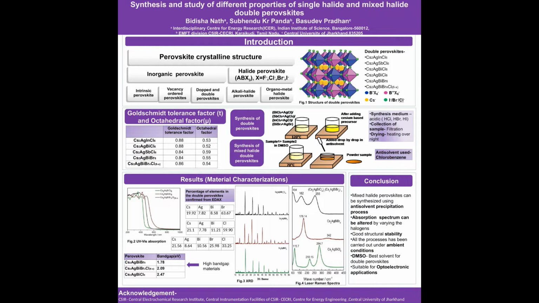Now for the mixed halide double perovskites, two different materials with different halides are mixed in DMSO, which is proved to be a very good solvent for the double perovskites, and it's heated up to 70 degrees centigrade. Then it forms a nearly transparent solution.